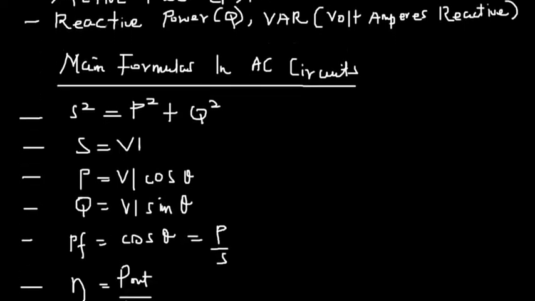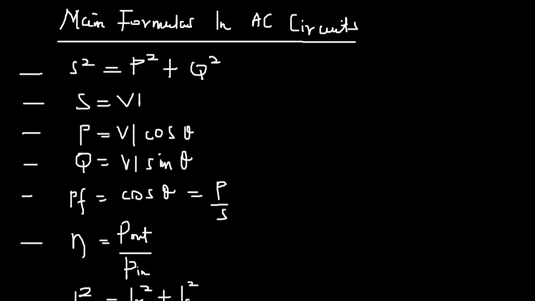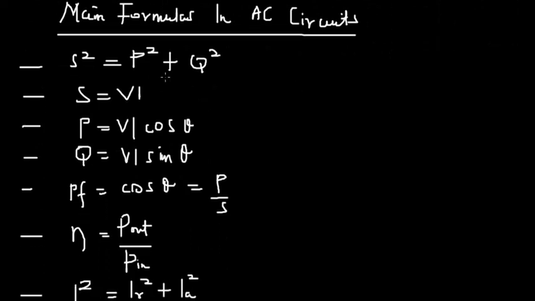Now let's dive right into their main formulas, and how to implement them in solving questions. This is the general formula: the apparent power squared equals the actual power squared plus the reactive power squared. The apparent power is equal to the voltage times the current. The actual power, the main power, is equal to the voltage times the current times cos theta. The reactive power is equal to the voltage times the current times sin theta.